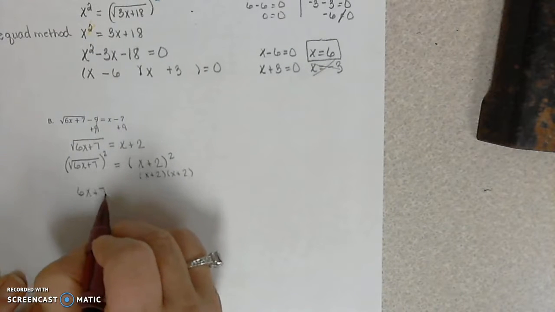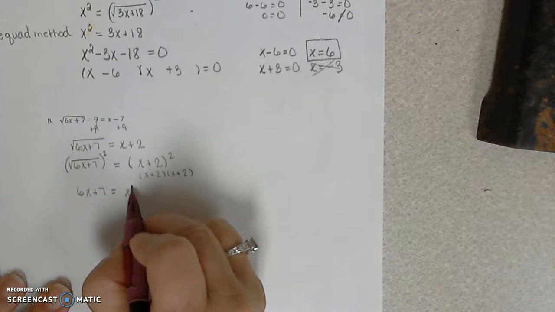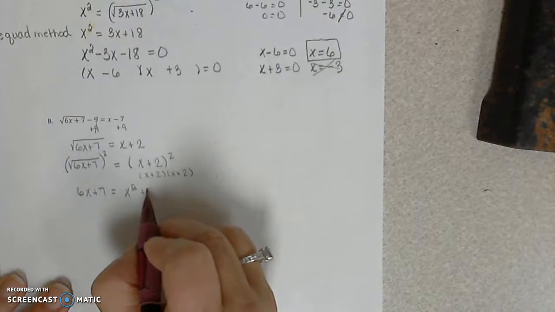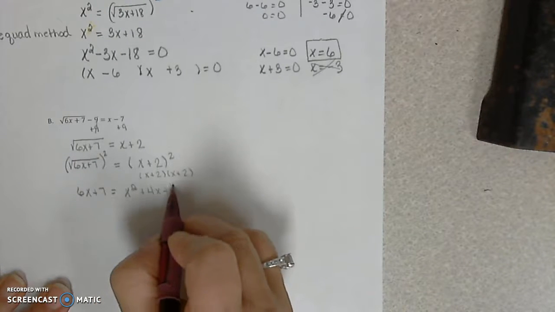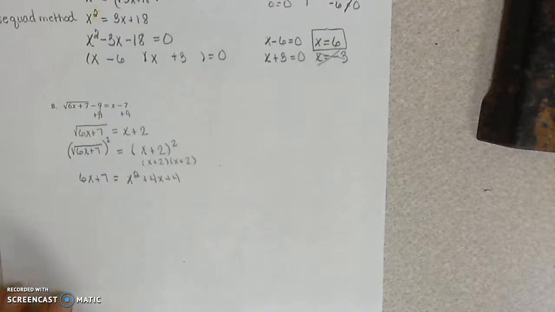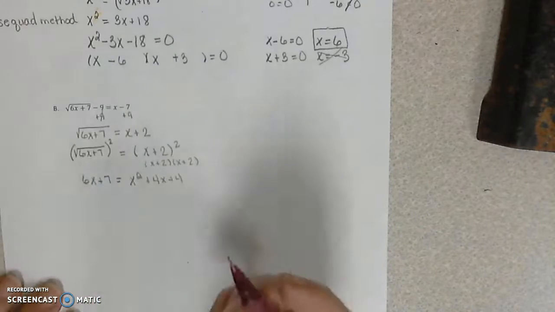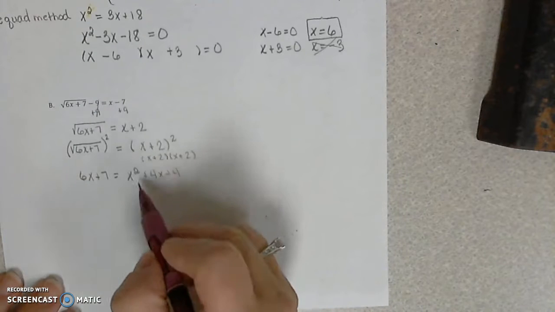6x plus 7 is there. If we multiply this together, you've got x squared plus 4x plus 4. So take a minute and check that out. And you know, you can stop this video at any time. You can just pause it, go back, redo, you can rewind. That's the good thing about video.